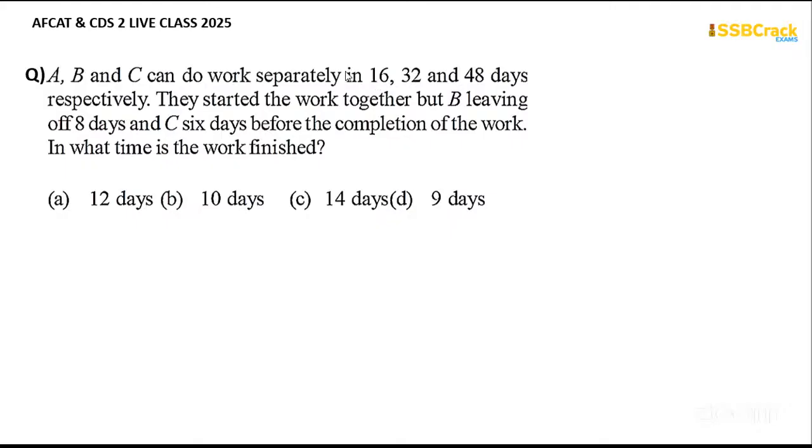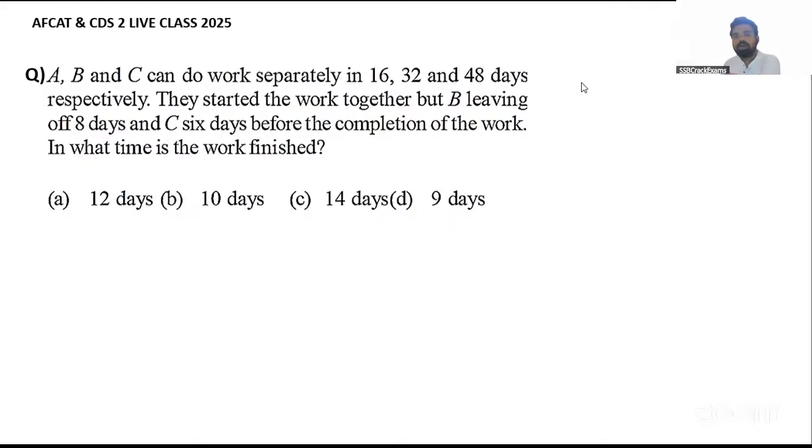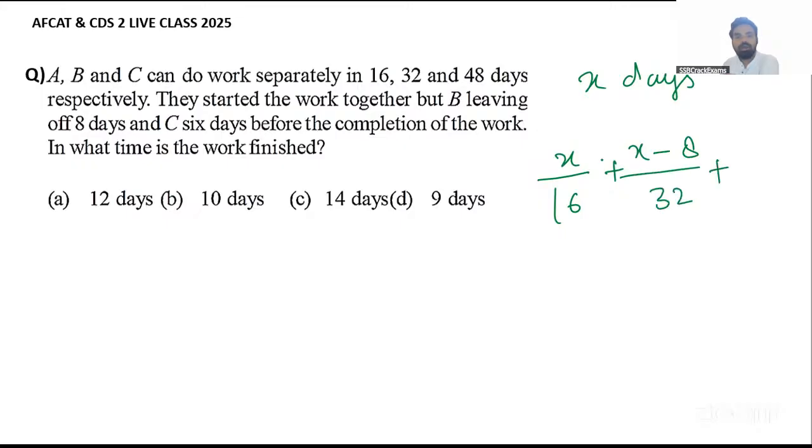Somebody is giving the answer 12 days. It's Shivram. Very good. So I found one of the shortest ways. Suppose they are completing work in X days. So A will complete X upon 16. Since B is leaving 8 days prior, B will work X minus 8 days, upon 32. And C is leaving 6 days prior, so it is X minus 6 upon 48.